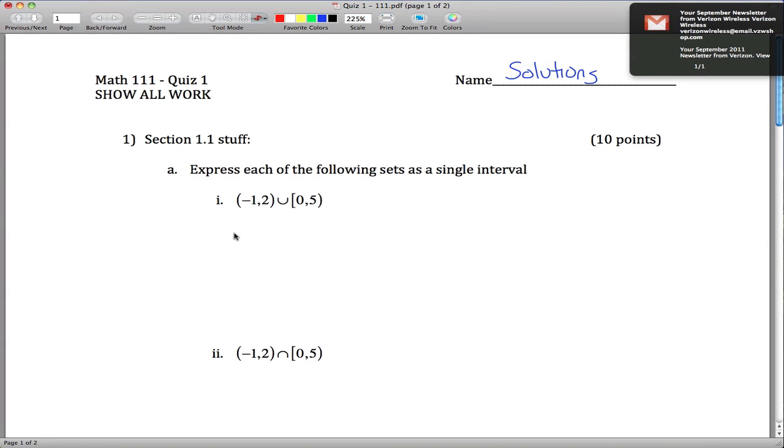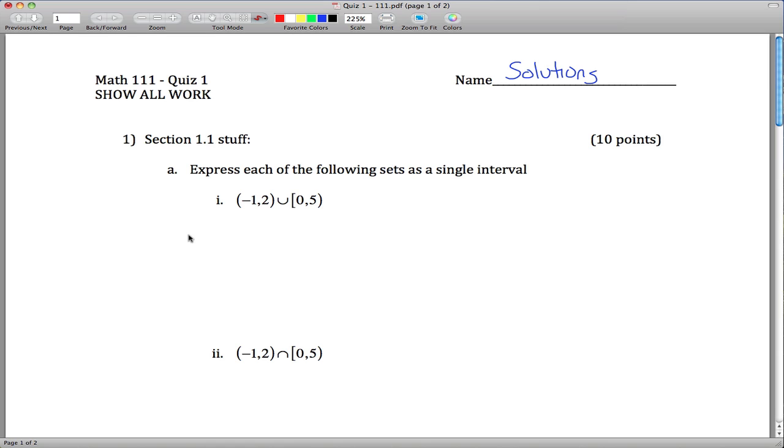Alright, here are the solutions to the first quiz. The first question asks you to express this set right here as a single interval. Maybe the best way to get a feeling of what this set is is to graph it. You don't have to do this, but maybe it helps.